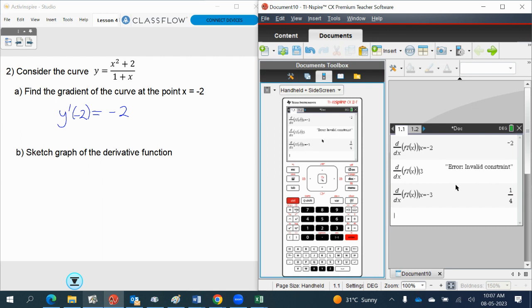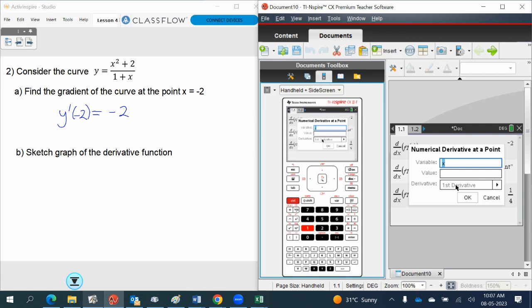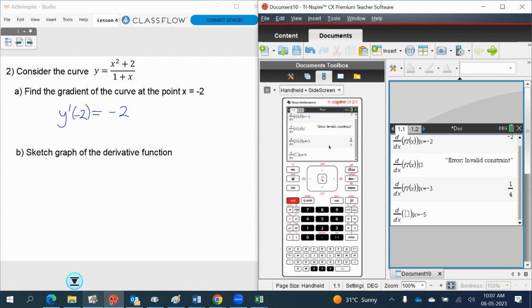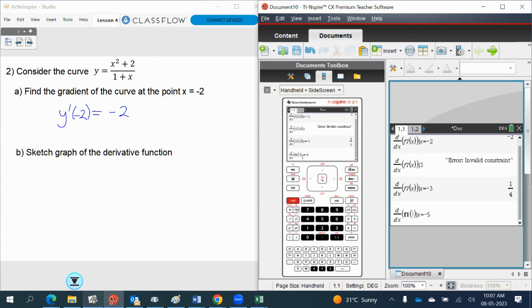All right, so let me show you again. Menu, 1. We type in x. We type in the value that we want. I'm going to go for minus 5 this time. Here, in this little hole, to get the function, we press variables, we press F1, and then we say of x. This will give us our answer.